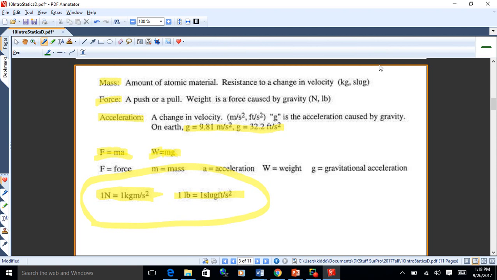So a weight is the force caused by gravity. So mass is measured in kilograms in the metric system, and there's an odd unit in the English system that's called a slug. Okay, those are the units of mass. The units of force are newtons in the metric system and pounds in the English system.